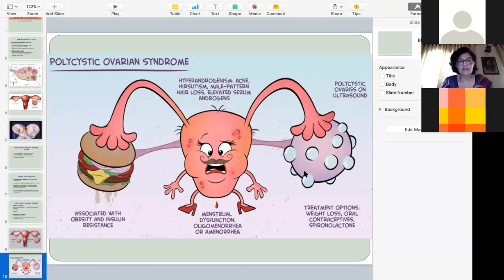Okay, so this is what happens in polycystic ovarian syndrome. There is hyperandrogenism, which can lead to acne, hirsutism, male pattern of hair loss, elevated serum androgens. There are multiple polycystic ovaries on ultrasound. There are menstrual irregularities, oligomenorrhea and amenorrhea, and it's also associated with obesity and insulin resistance. We won't talk about the treatment option, which requires mainly healthy eating and other forms of treatment.